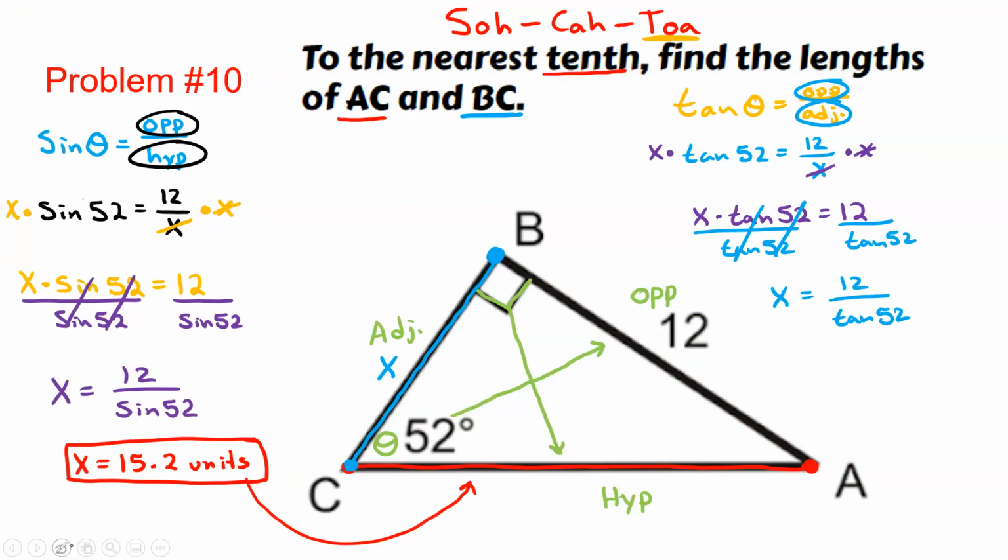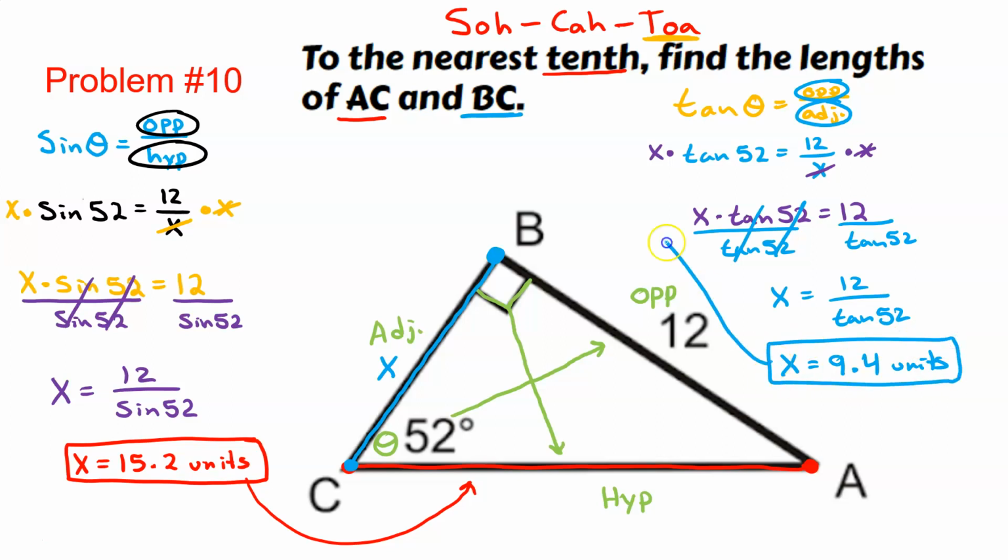So that is going to be x is equal to 9.37. And again, if we round to the nearest tenth, that's the tenths place. To the right, there's a 7. We are going to round up to 9.4 units. So the distance from B to C, this adjacent side, measures 9.4 units.